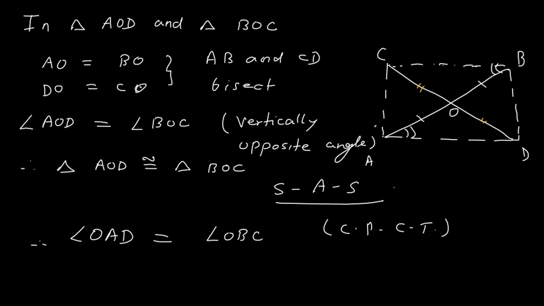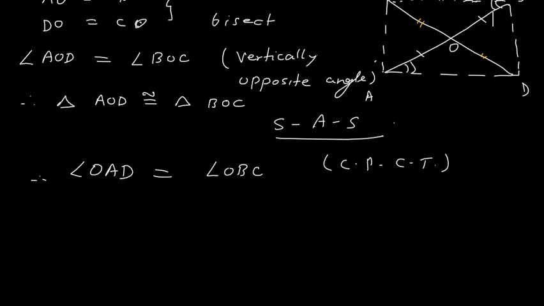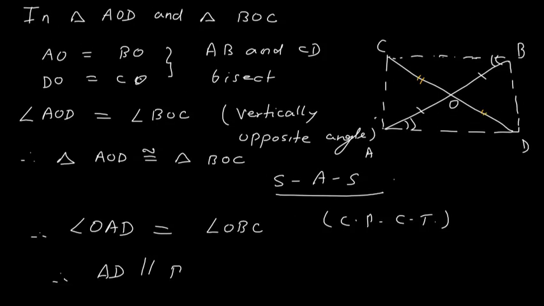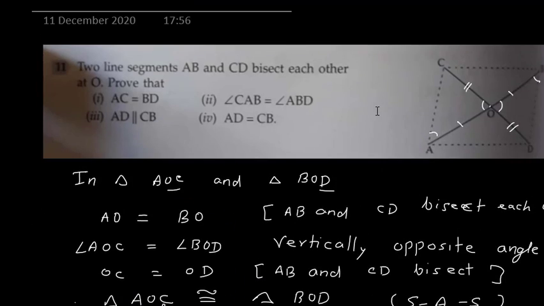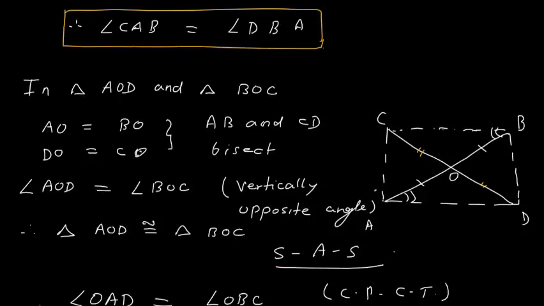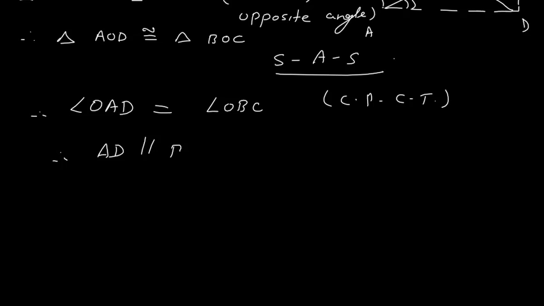Now, as these two angles are equal, I can say that AD is parallel to BC by the alternate angle theorem. So therefore, AD parallel to CB. We have to prove that AD parallel to CB. Reason is alternate angle theorem.